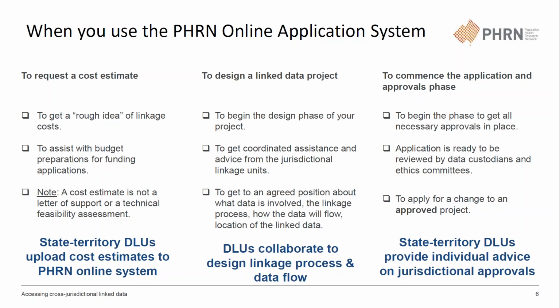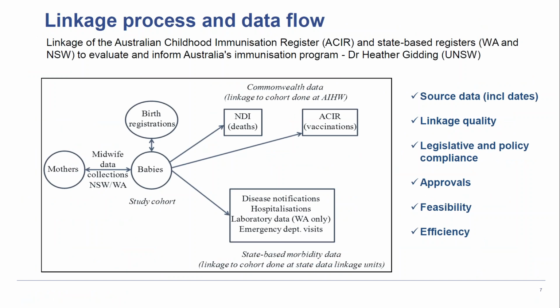I just wanted to show you a couple of data linkage data flow diagrams to give you a sense of what it is we're designing and what we are thinking about when we do that. This first one was a UNSW project linking quite a long birth cohort from New South Wales and WA to state-based data on infectious diseases or vaccine preventable diseases in this instance, hospitalisations, emergency visits and pathology data, as well as Commonwealth held immunisation data and deaths.